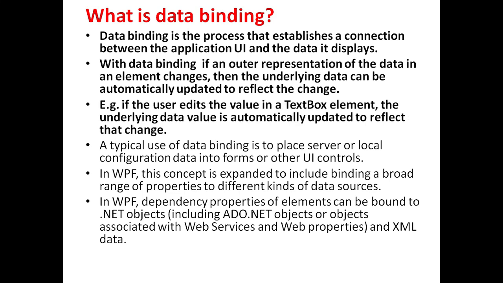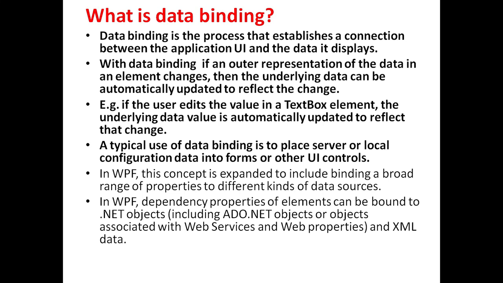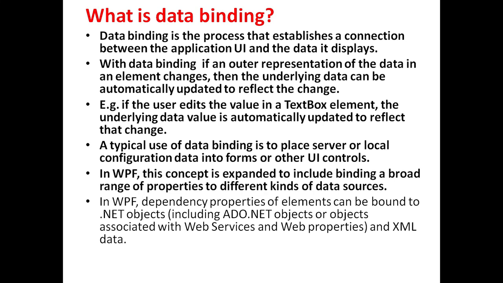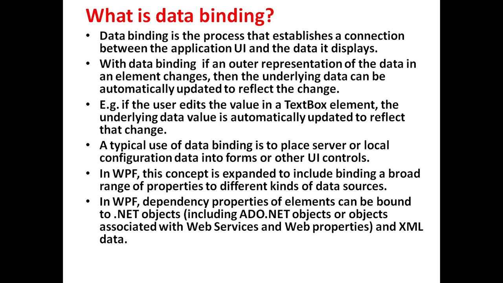For example, if the user edits the value in the text box element, the data value is automatically updated to reflect that change. A typical use of data binding is to place server or local configuration data into forms or other UI controls. In WPF, this concept is expanded to include binding a broad range of properties to different kinds of data sources. And dependency properties of elements can be bound to .NET objects, which includes ADO.NET objects or objects associated with web services and web properties, and also XML data.